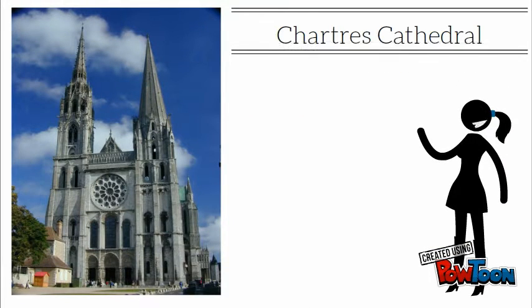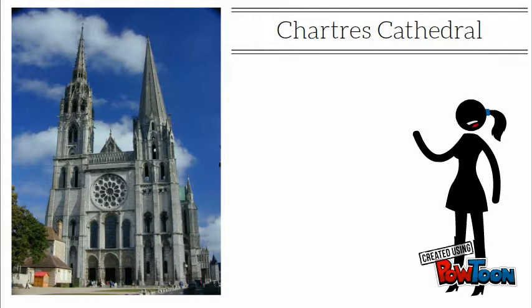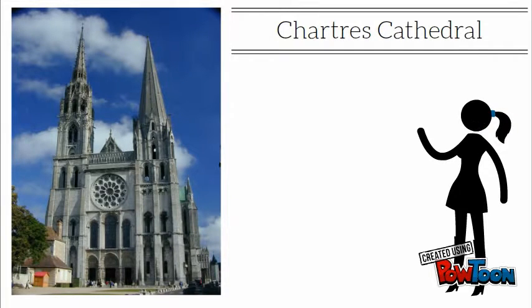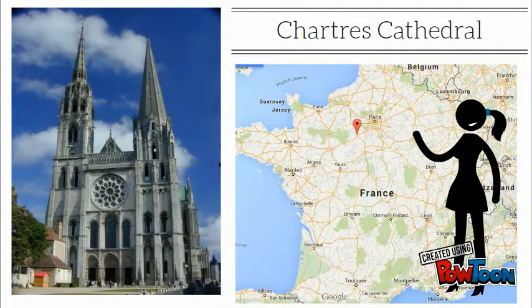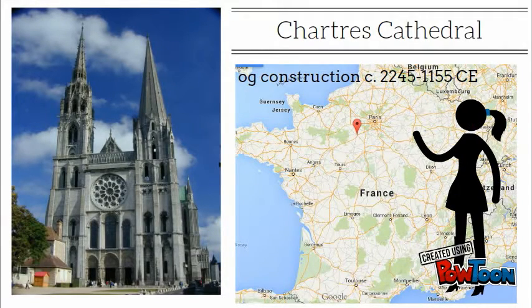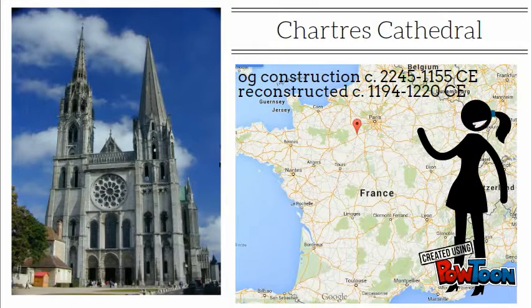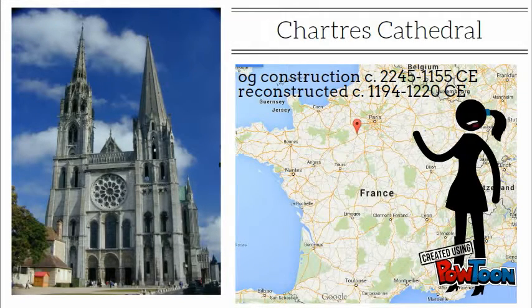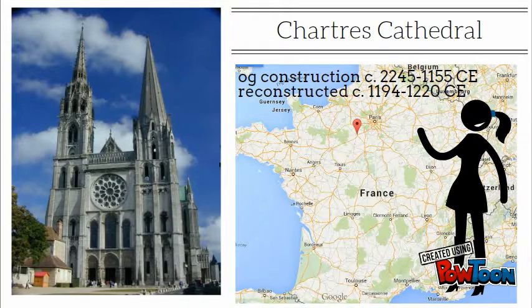Chartres Cathedral. Identifiers. Tokyo, Japan. Just kidding, if you were paying attention you've caught that. Chartres, France. Original construction 2245 to 1155 CE. Reconstructed 1194 to 1220 CE. Limestone, stained glass, Gothic Europe.